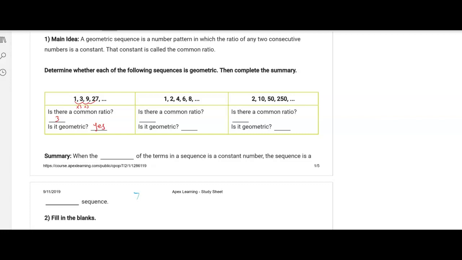The next one, I would multiply by 2, then multiply by 1.5. Is that geometric? No. There is no common ratio here, therefore it's not geometric. The next one, multiply by 5, by 5, by 5. So the common ratio would be 5. And yes, it is geometric.